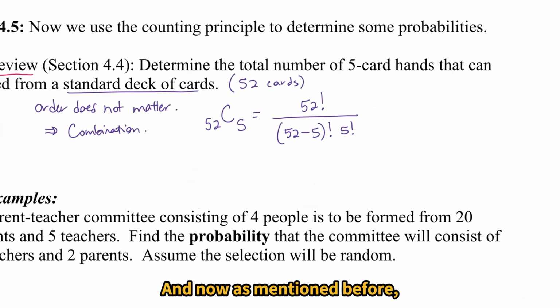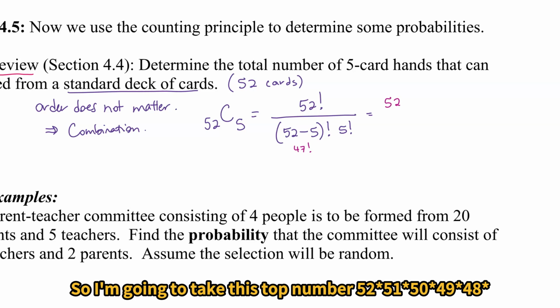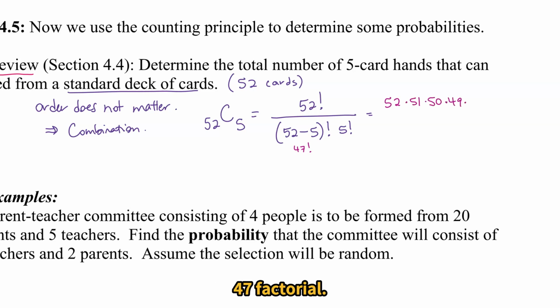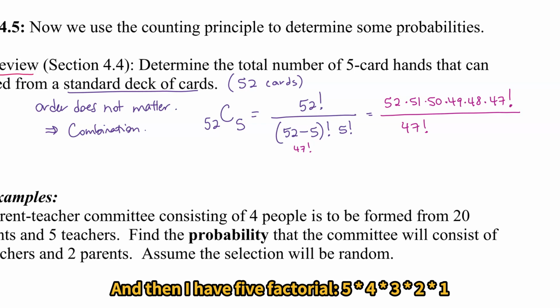And now, as mentioned before, I'm going to do this by hand first. 52 minus 5 is going to be 47. So I'm going to take this top number, 52, 51, 50, 49, 48, 47 factorial. I'm going to stop at 47 factorial so that I can cancel both of those. And then I have 5 factorial: 5 times 4 times 3 times 2 times 1.